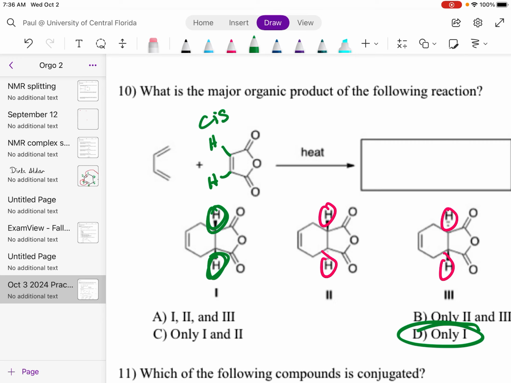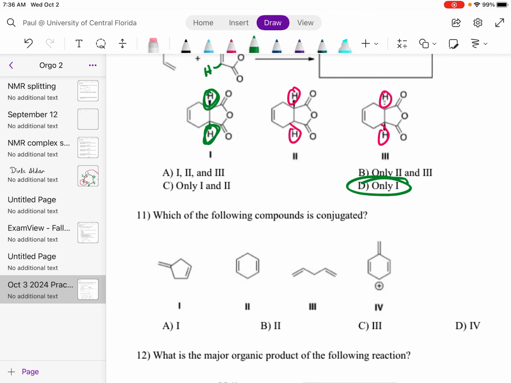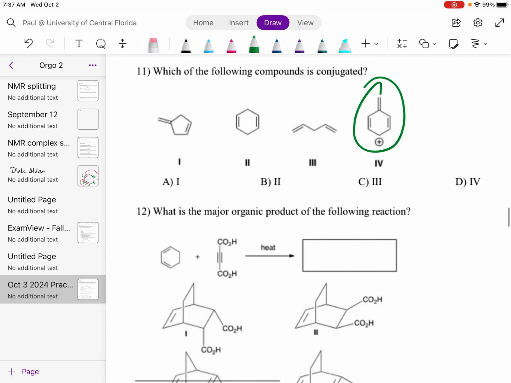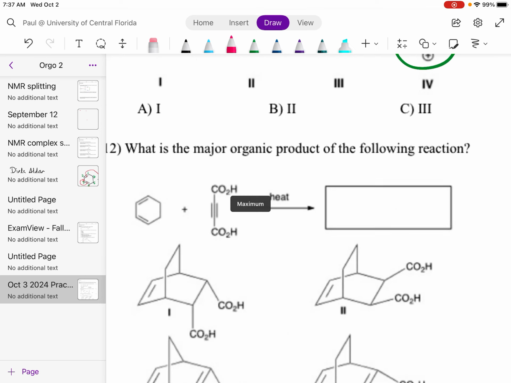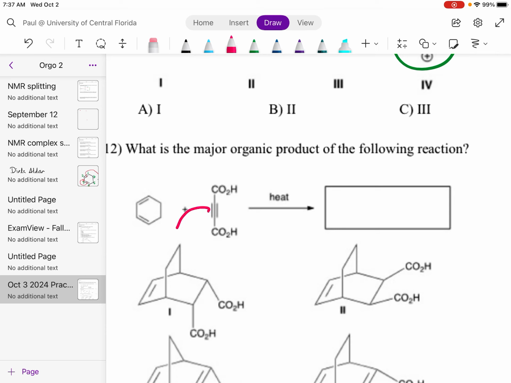Okay, which of the following compounds is conjugated? That would have to be that guy. What is the major product of the following reaction? Another Diels-Alder. Same mechanism. Let's go there. Those go there. Those go there. Okay.